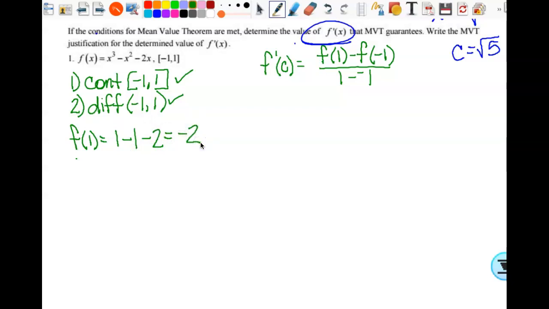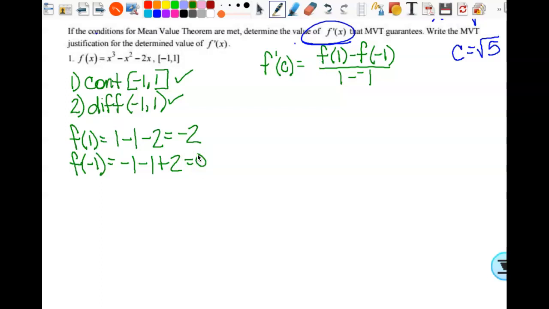-2, y'all agree with that? F of -1. So what's -1 cubed? -1. -1 squared is a +1, but that's a minus, so that's -1. Then -1 times -2 is a +2. So what does that give me? 0. So we're substituting in 1 and -1, which is fairly simple, right?